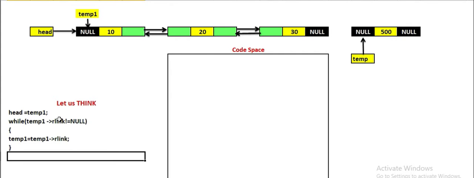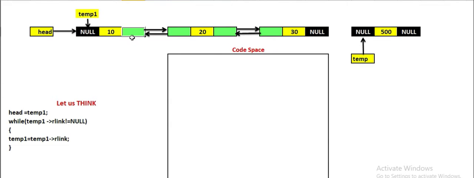and this loop keeps on going till it is false. So what happens? Temp1's right link is not equal to null. Yes, this right link is not equal to null. Yes, it is true. Then the value of temp1 is equal to temp1's right link. So it will move to the location where the right link is pointing to. So temp1 will be pointing to the second node.